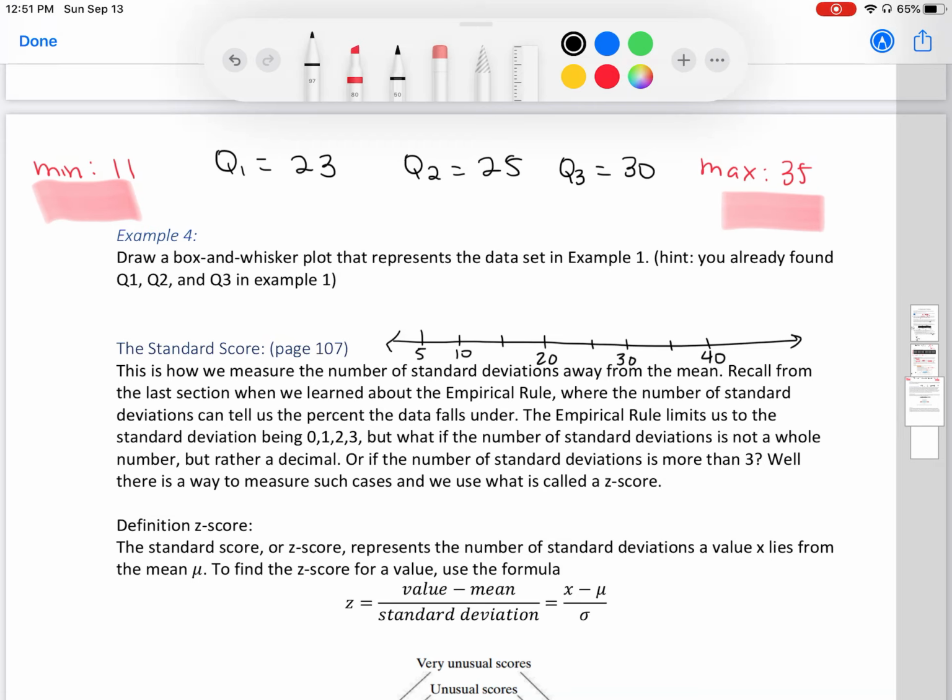Okay, now I need to label these pieces. I need to label my Q1, Q2, and Q3. My Q1 is 23. It's probably around here. My Q2 is 25. And my Q3 is... 35? It's 30.